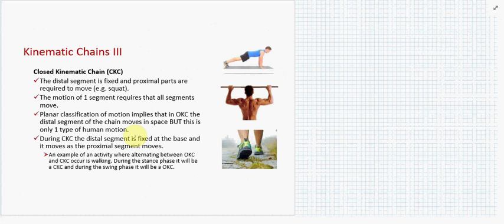There can be a combination of open and closed kinematic chains in the same movement. So, say for example, again walking. While the foot is planted on the ground, that would be an example of a closed kinematic chain because movement of one joint requires movement of the other joints. I have hip, knee, and ankle motion during that specific phase.